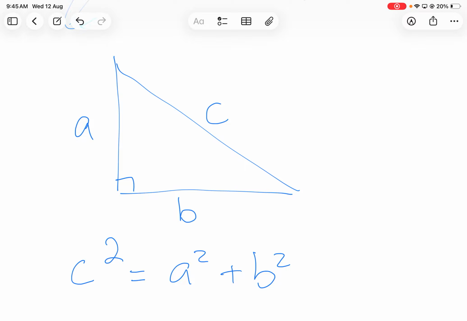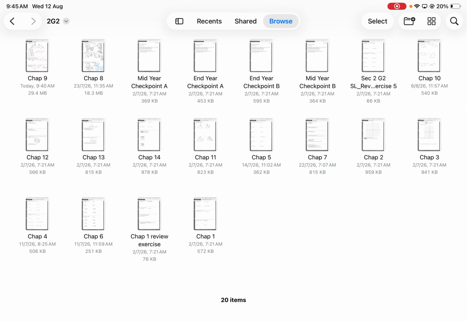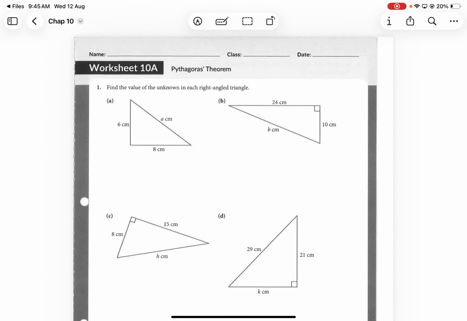It is just this relationship. The longer side equals the two other sides, but you need to square all of them. So just remember this relationship. That is all you need to learn for this chapter.